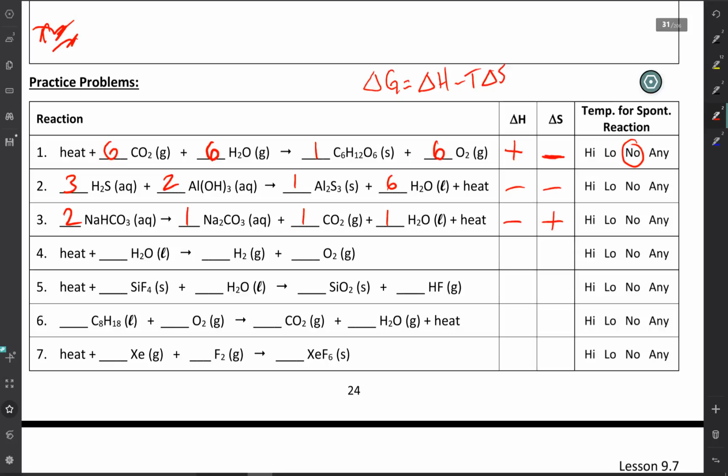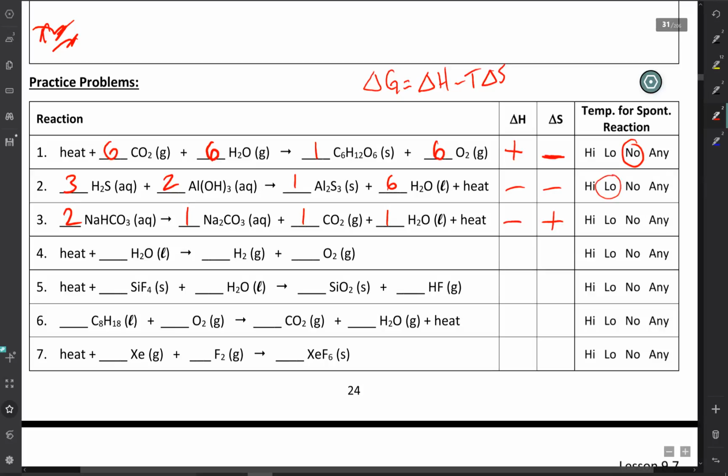All right, so I've got number 2 balancing with 3, 2, 1, 6. Heat is on the product side, so I know this is an exothermic reaction, negative delta H. Delta S, I start off with 2 aqueous materials. I end up producing a solid and a liquid. That sounds like I'm decreasing in entropy. So if I've got a negative delta H and a negative delta S, in order for it to be spontaneous, this reaction needs to take place at low temperatures.